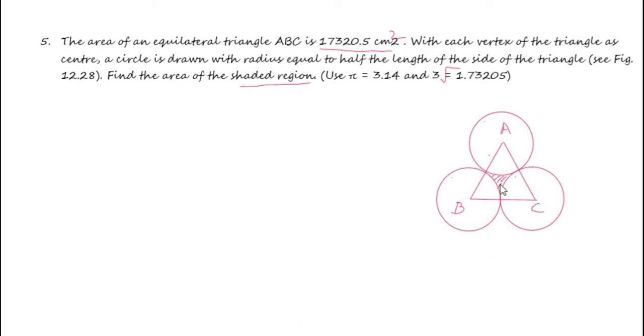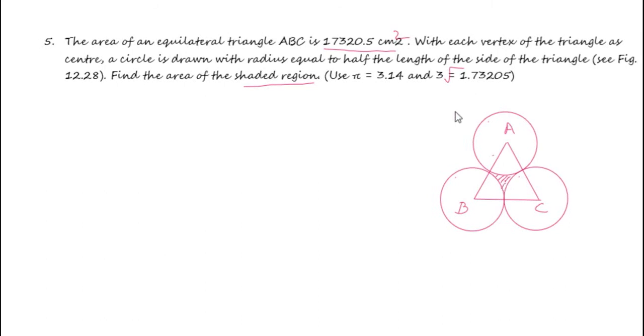The area of this shaded region can be calculated this way. First find the total area of this equilateral triangle. Then subtract 3 sectors of 60 degrees each. This is a 60 degree sector. You have such 3 sectors, 1, 2, 3. So the area of the triangle minus 3 into the sector area gives this shaded area. But first we don't know the radius of this circle, so we need to find the radius, which is half of the length of the side of this equilateral triangle.